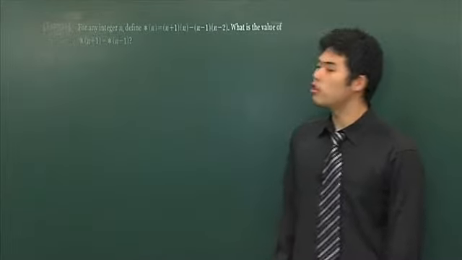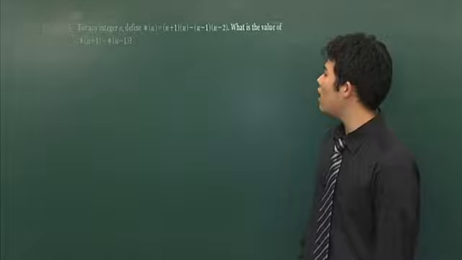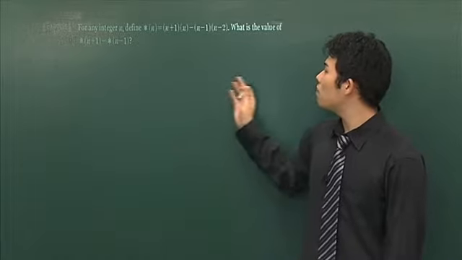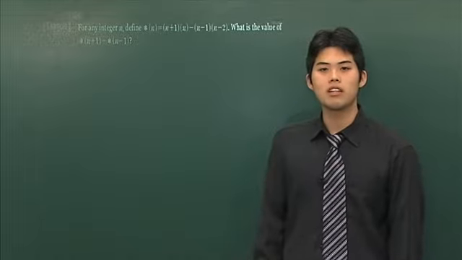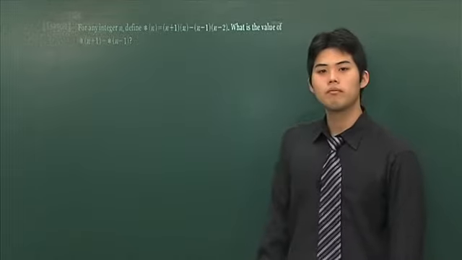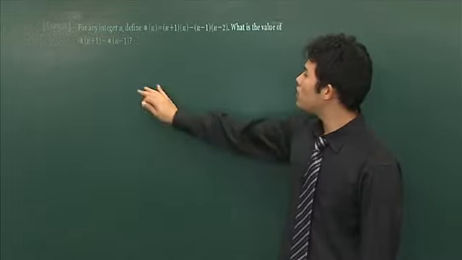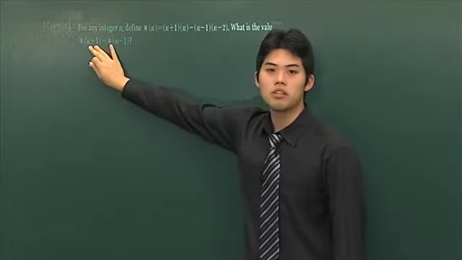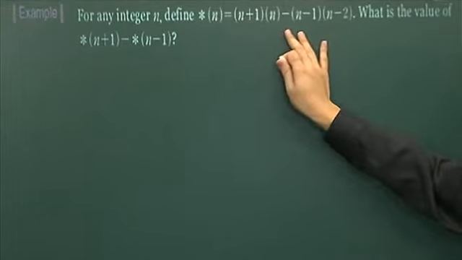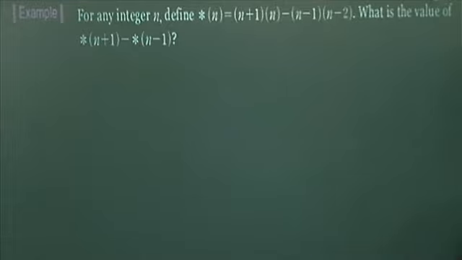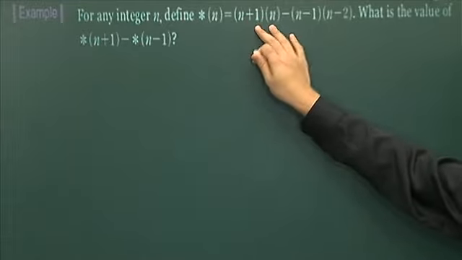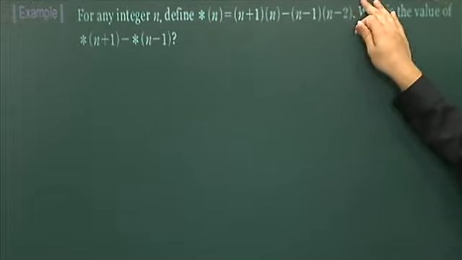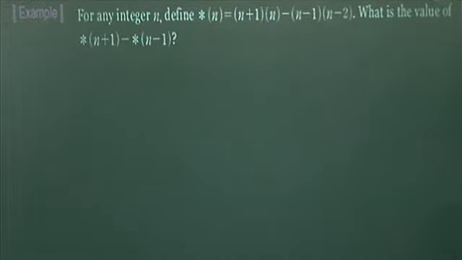So it says here, for any integer n, define star n as n plus 1 times n minus 1 times n minus 2. What is the value of star n plus 1 minus star n minus 1? So basically what we're doing is seeing where n is and n plus 1 is. For all the n's, we're going to be plugging in n plus 1. But for this equation, it might be a little complicated, right? So let's simplify this equation and then go accordingly to this equation.